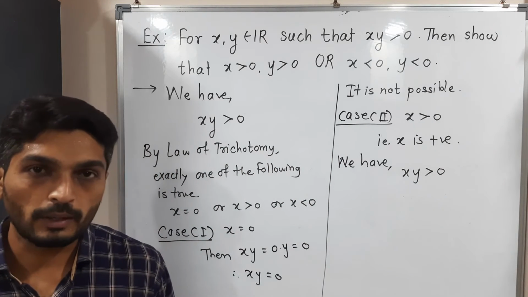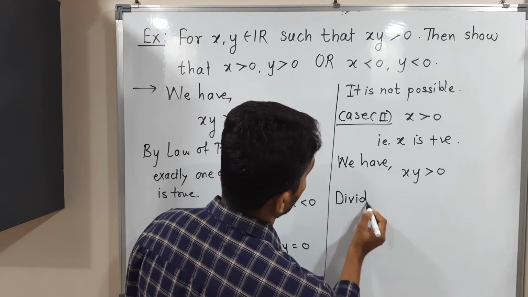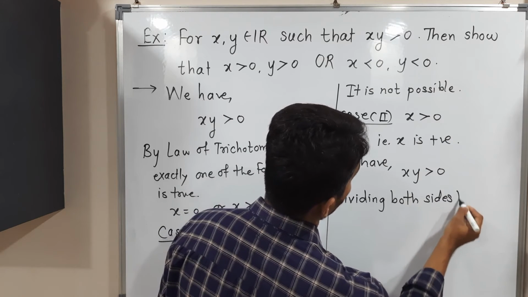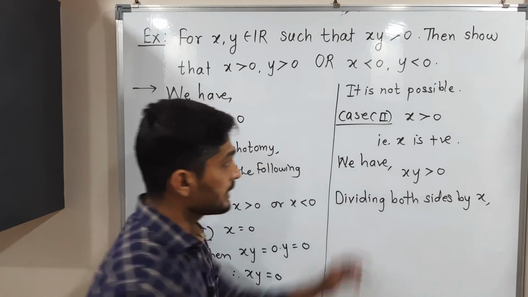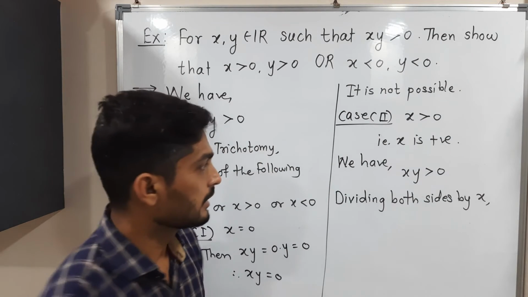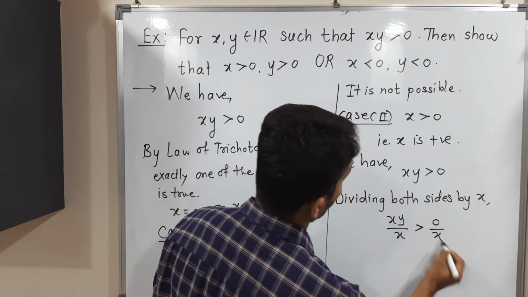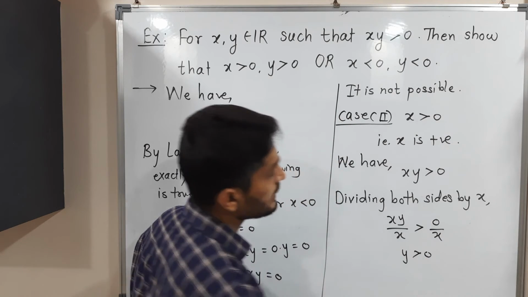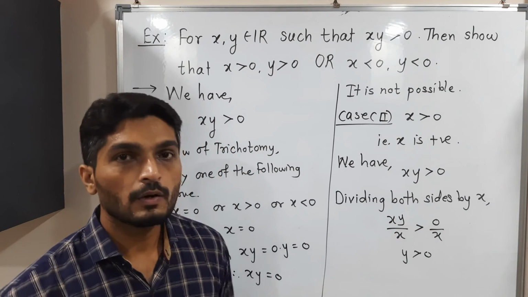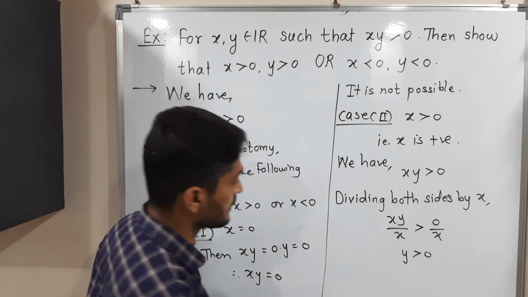One thing I am going to do, I am going to divide both sides by x. See what will happen. x is positive, so we can divide both sides by x and we will have the same inequality. So therefore, xy upon x greater than 0 upon x. x will get cancelled. So y is greater than 0. Here x will get cancelled, y, and 0 upon x is 0. So that's why we got y greater than 0. So if we consider x is greater than 0, then we get y is also greater than 0.